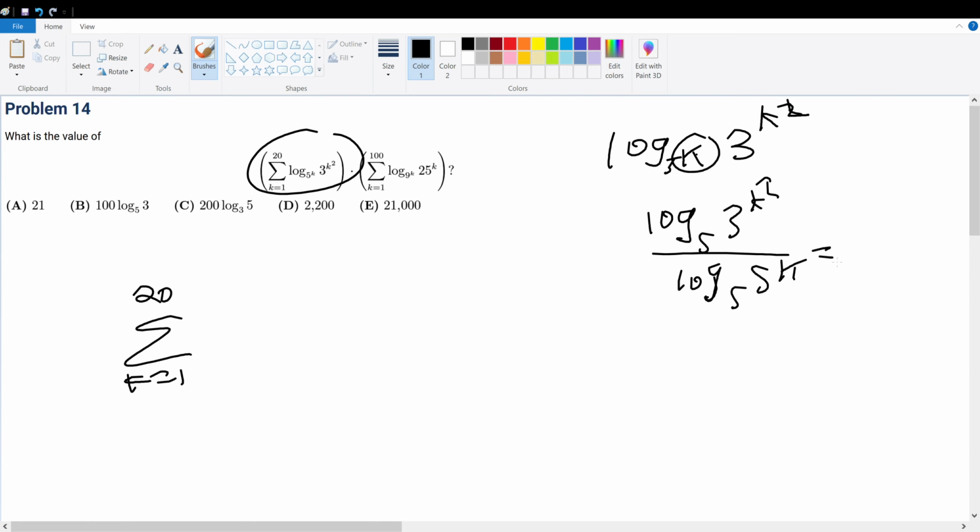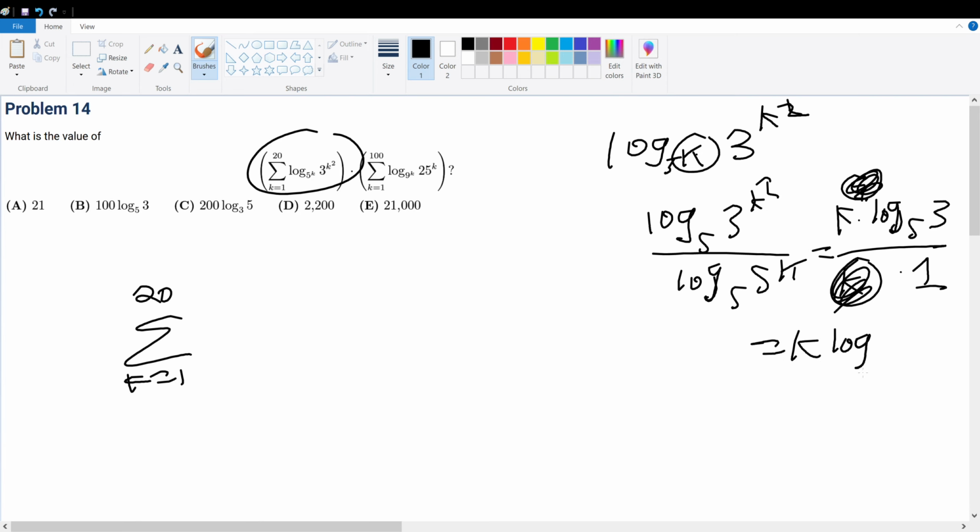But this can be rewritten as k squared times log base 5 of 3 all over k times log base 5 of 5, which is just 1. So notice that k and k can get cancelled by 1, so this becomes k times log base 5 of 3. So now we have simplified the first summation to be k times log base 5 of 3.